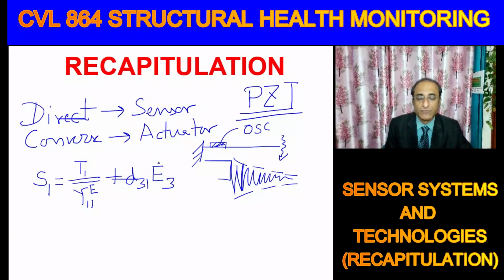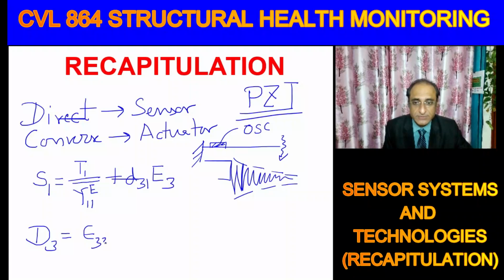So this is the equation for the converse effect. That is, we apply an electric field, we see the development of strain. And then there is the equation for the direct effect also. So first of all, they behave just like parallel plate capacitors. So we apply an electric field, we see the development of charges.